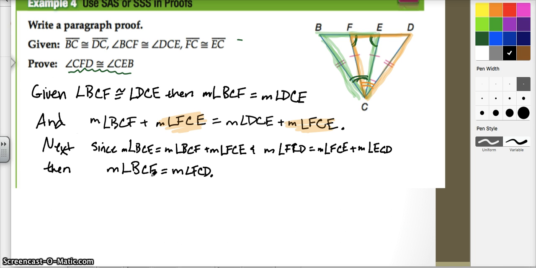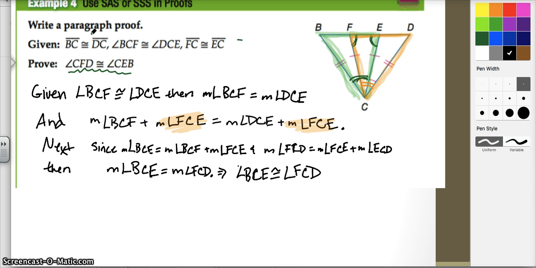I didn't say BCF, I said BCE, I think the E's aren't happening for me today. BCE is equivalent in measure to FCD, and specifically that implies that angle BCE is congruent to angle FCD.